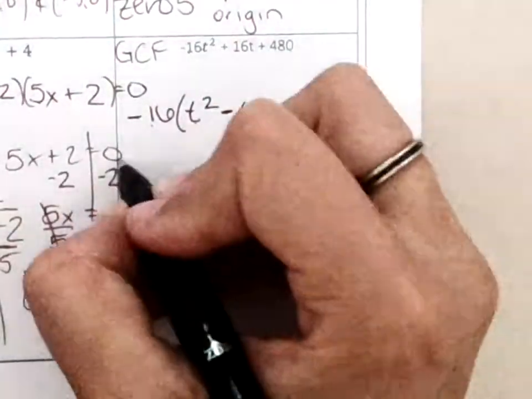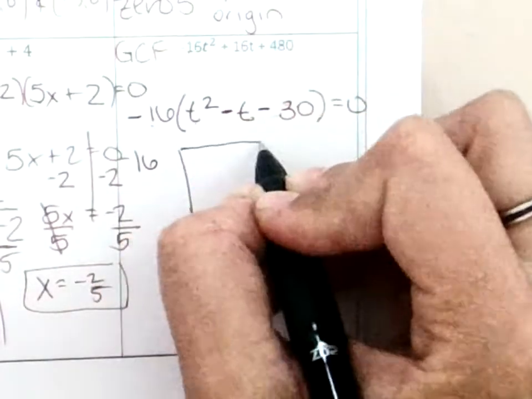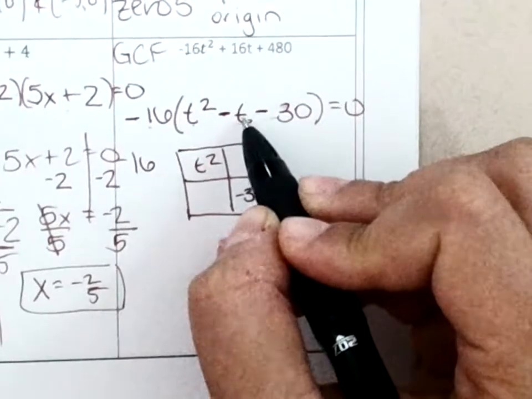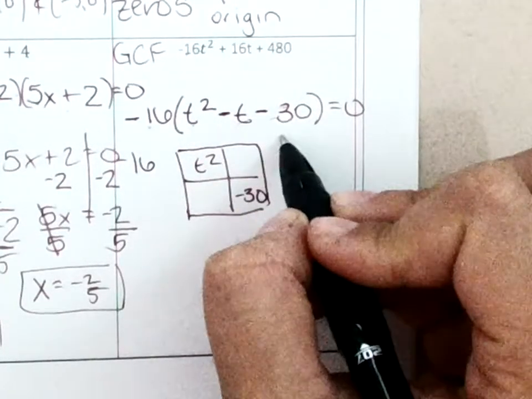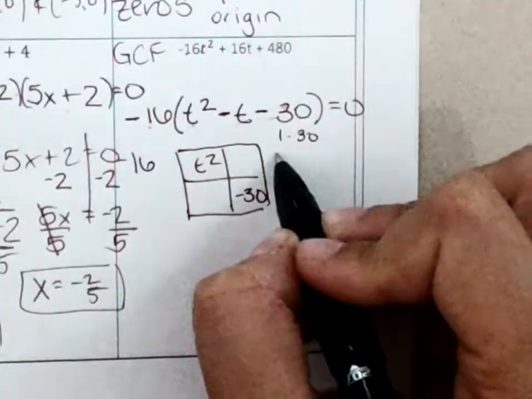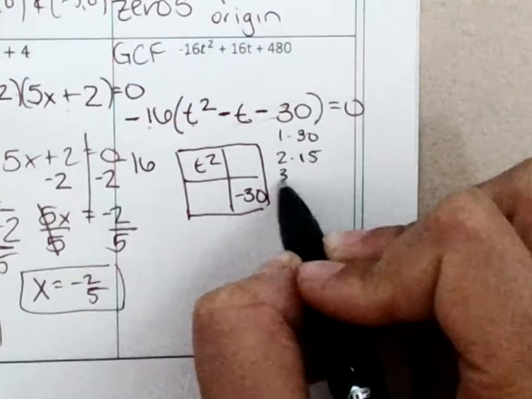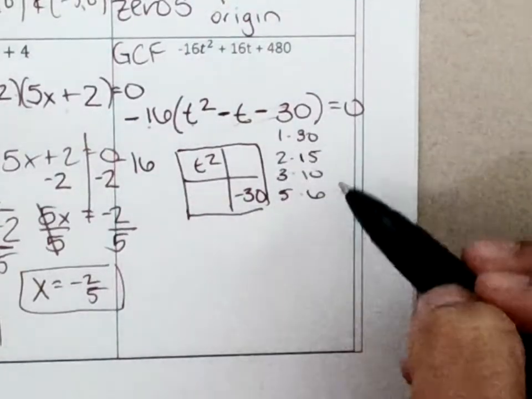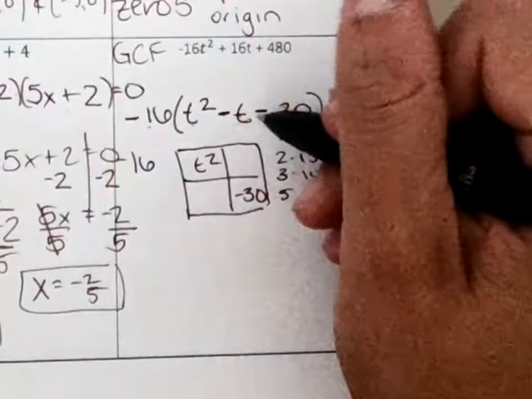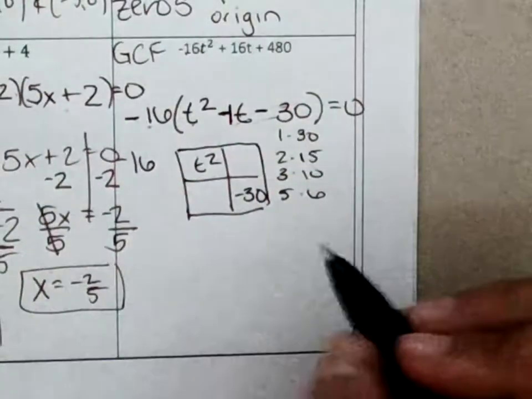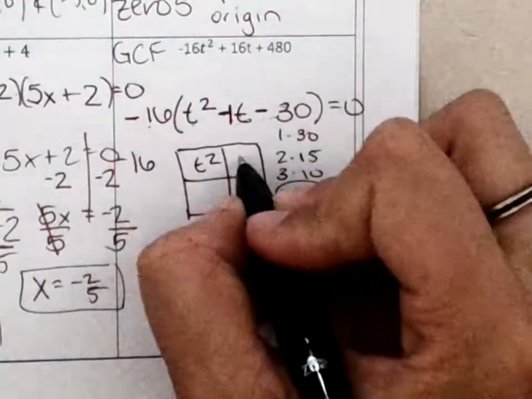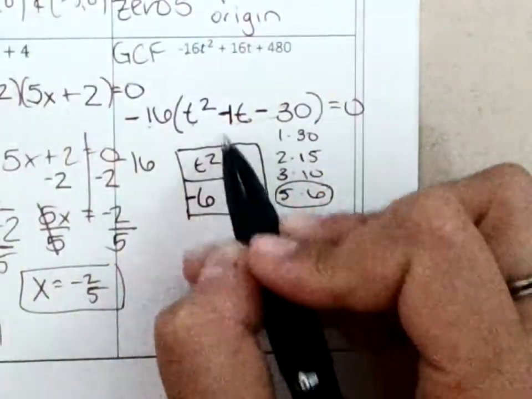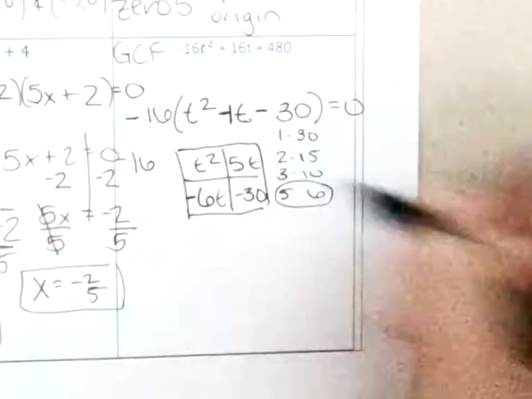So we have t squared and -30, and we want these numbers to add to -1. So the multiples of 30 are 1 and 30, 2 and 15, 3 and 10, and 5 and 6. The only two of these that could add or subtract to get to -1 is 5 and 6. So we are going to use 5 and a -6 because we want them to add to -1. And then we're going to factor.